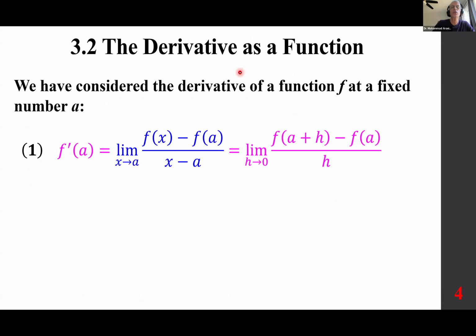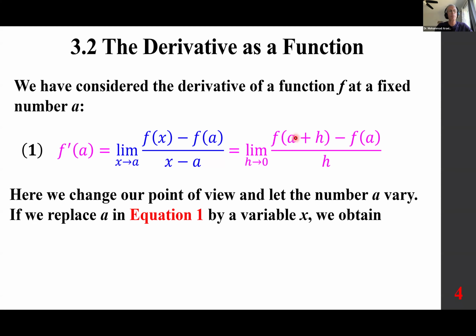Now 3.2, the derivative as a function. We have considered the derivative of a function at a fixed point a. f prime of a is the limit of f of x minus f of a over x minus a as x approaches a, or the limit of f of a plus h minus f of a over h as h approaches 0. If you recall the last question from the previous section, I didn't change the a to a number. I kept it at a. It works in the same manner.